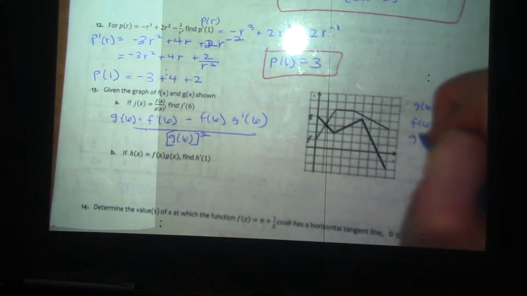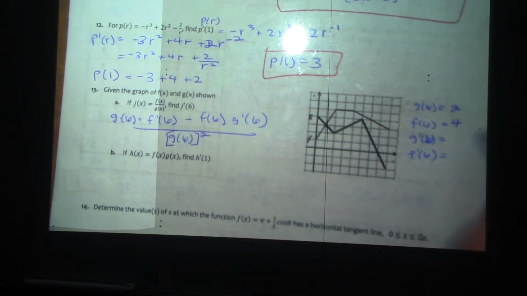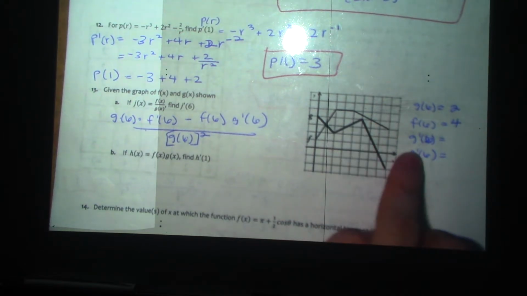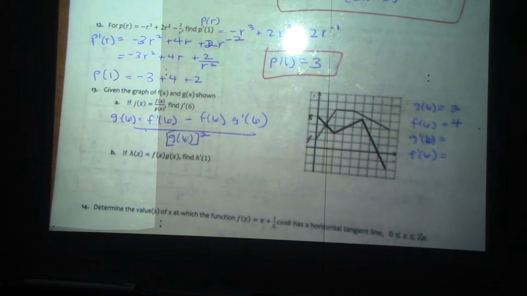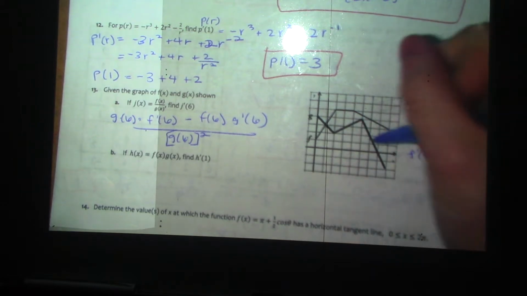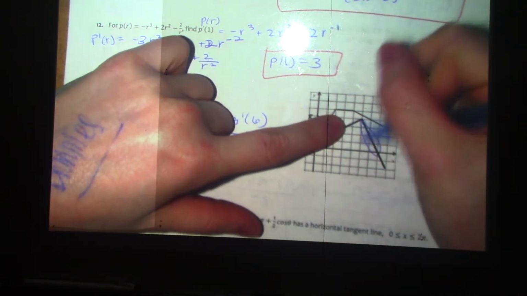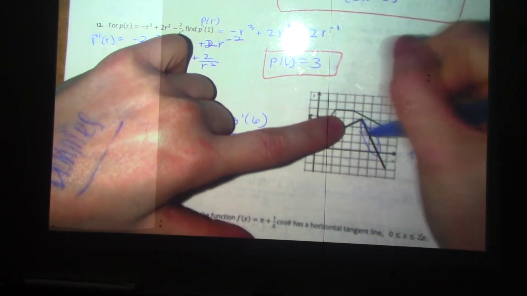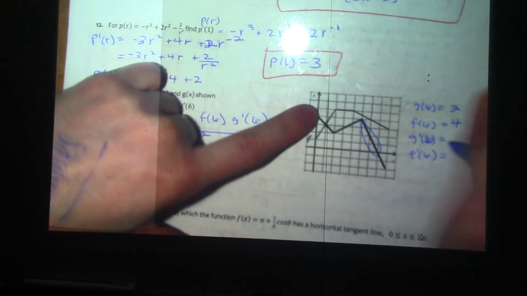And now we need to do g prime of 6 and f prime of 6. And then we can find the derivative from the graph. Well, derivative is just slope, so I just want to find the slope. So at 6, let's do g is this one. So at 6, your slope is, it's going down 4 and 2, or 2 and 1, so it's negative 2. So that was g prime is negative 2.